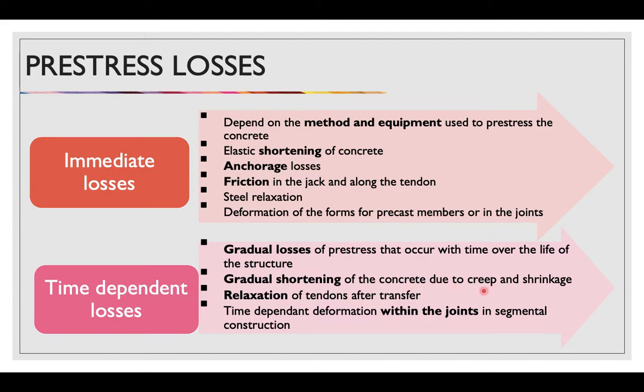Then we also have gradual shortening of the concrete, that is due to creep and shrinkage, right? So as what we have known, creep and shrinkage are long-term deformation, so it occurs over time, right? So therefore, this has to be considered in our pre-stress loss. Okay. Then we also have relaxation of tendons after transfer, right? So this is actually quite different in comparison to the immediate losses. So here also we have this relaxation, right? Then we also have time dependent deformation within the joints in segmental construction, right? So these are the two types of pre-stress losses that we are going to look into.